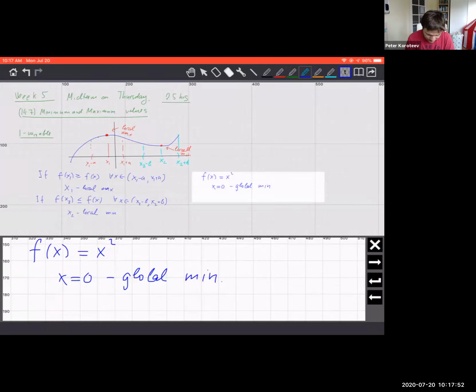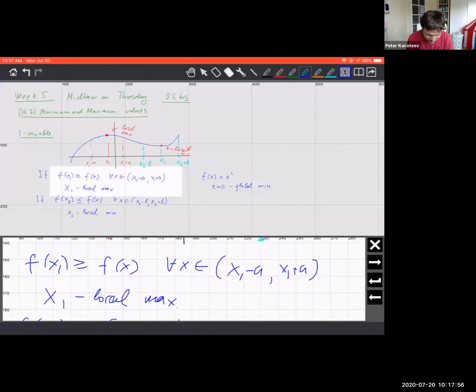Okay, and then can somebody remind us what was the condition for the local maximum? So if function f was differentiable, right? What was the condition for the local maximum, and what was the condition for the local minimum?